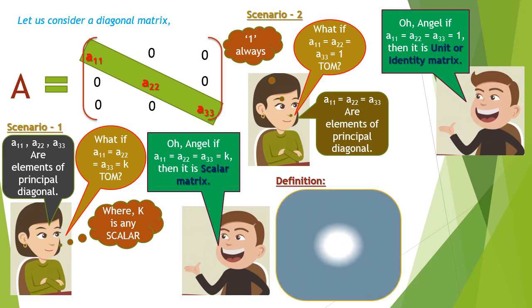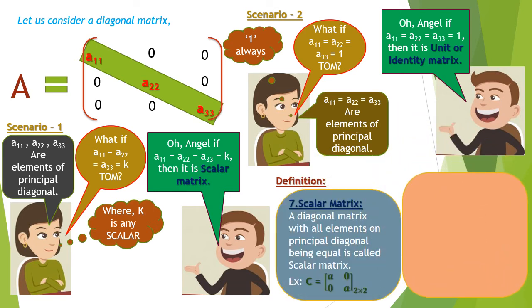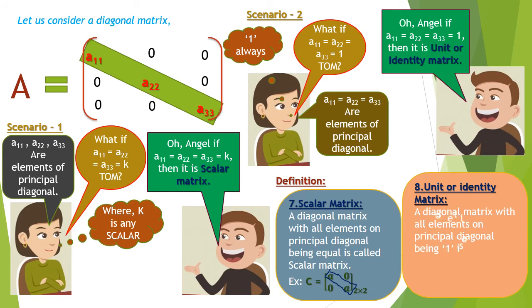Now let's define the scalar matrix first. You can see a scalar matrix is a diagonal matrix with all elements of the principal diagonal being equal. You can see the example where A and A are principal diagonal elements and they are equal to some value, that is A. And here you can see a unit or identity matrix is a diagonal matrix with all elements on the principal diagonal being 1. Here this element is 1, it must always be 1. You can see it is an identity matrix.